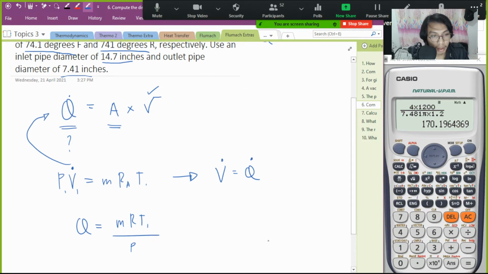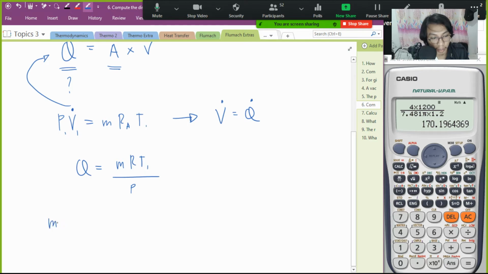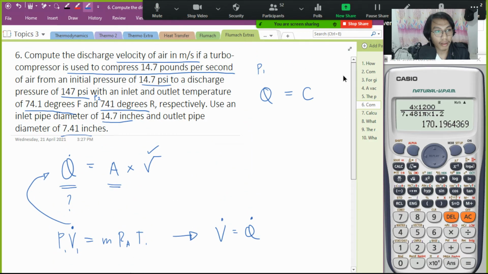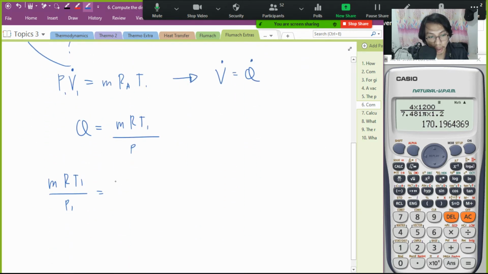Diba? Tapos, pwede natin tong ilipat dyan. Equate na natin. m R T1 over P1 equal to the area of the inlet-outlet pipe. So, piping lang naman yan. Okay, cross-sectional area, pi over 4 d squared times.